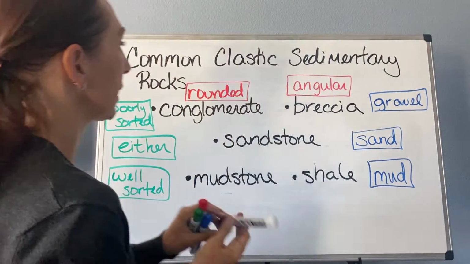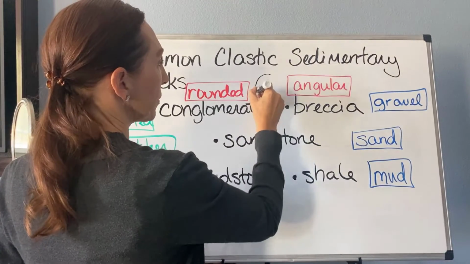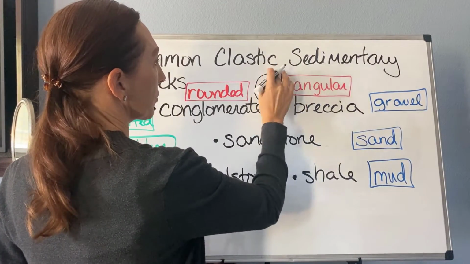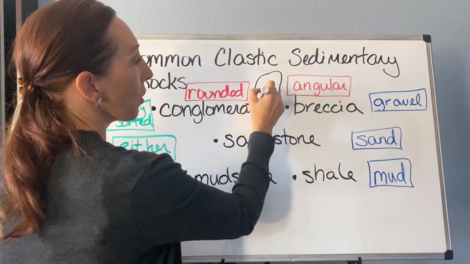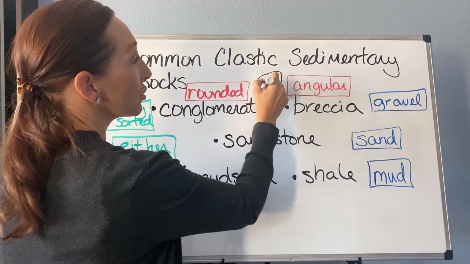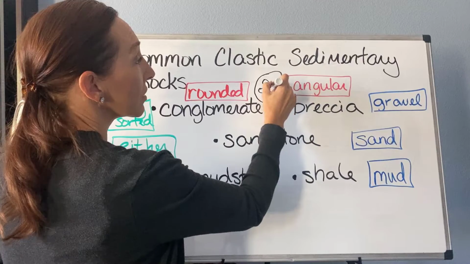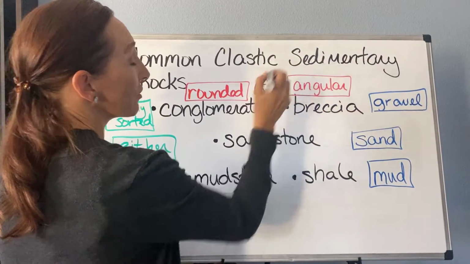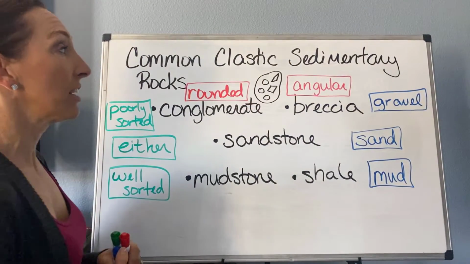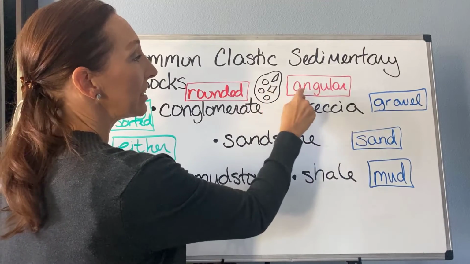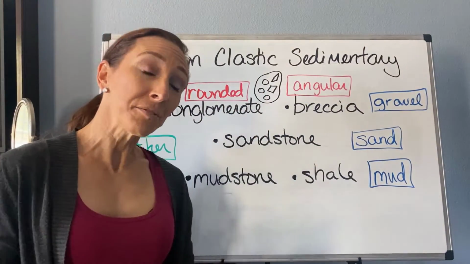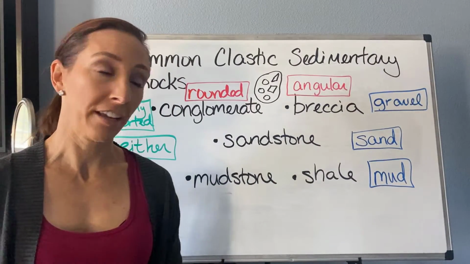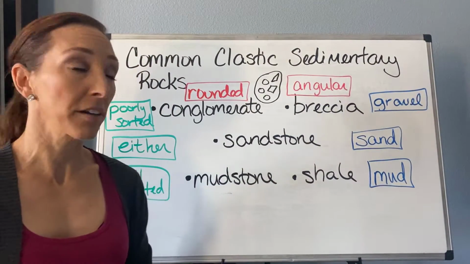So if we were to take, here's my conglomerate or breccia, the shape of the rock doesn't really matter. We want to know, are the particles inside smooth or do they have jagged edges? So if the particles inside are jagged, it's a breccia. They're smooth, it's a conglomerate. The last one is between mudstone and shale. So they're both mud-sized particles.